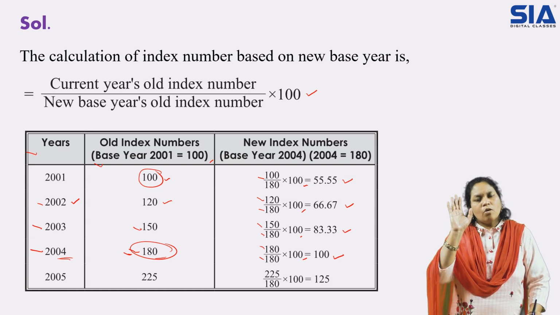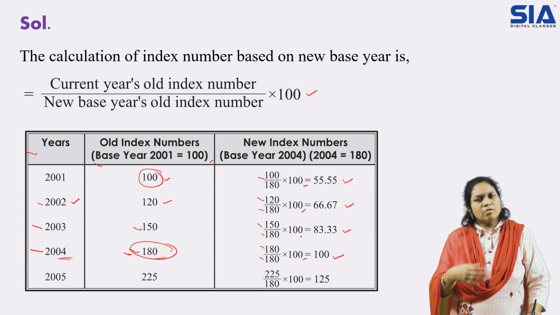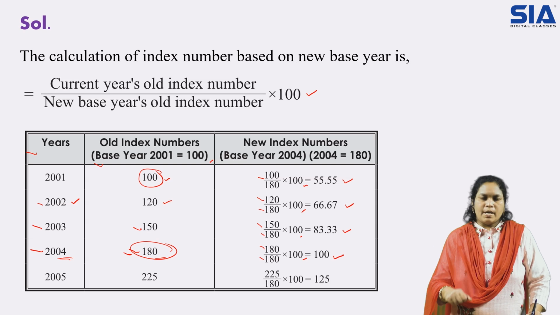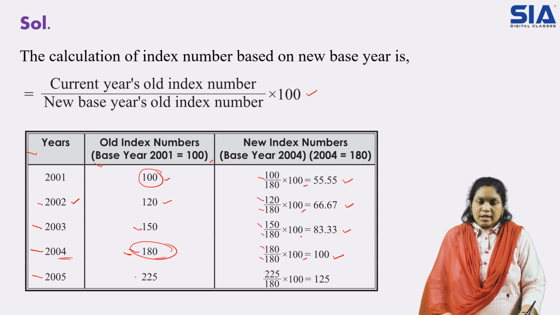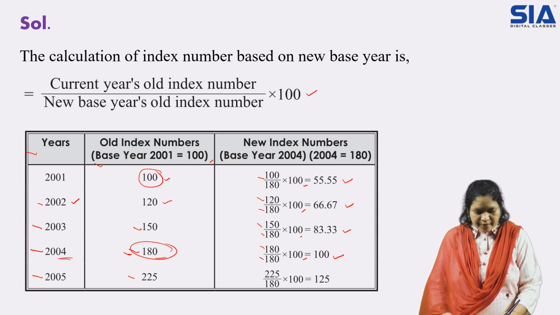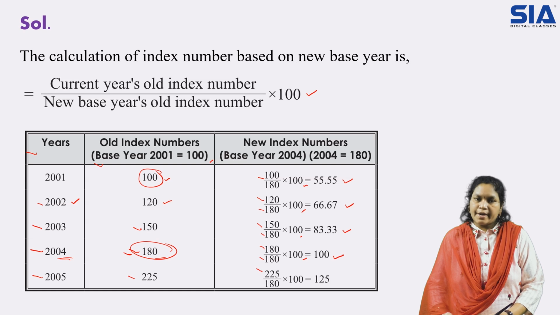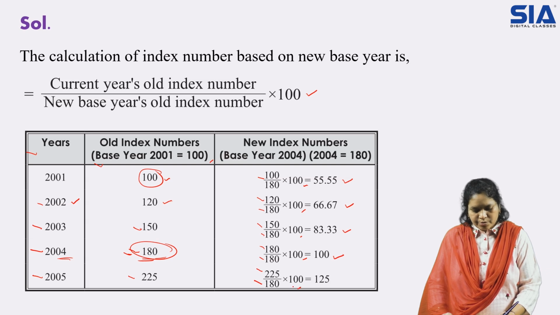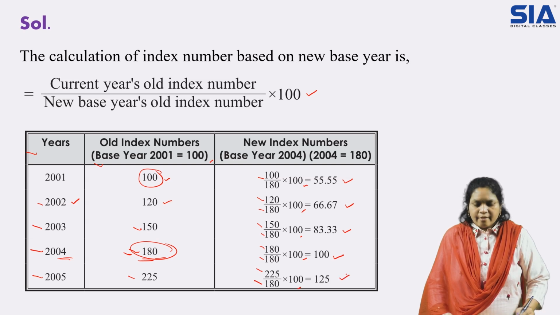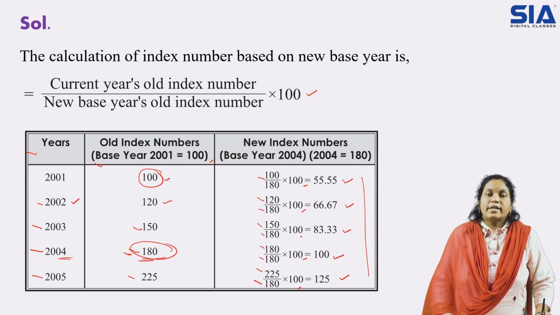In the sense, for all the years we have in the question, we need to shift the base. The only year left over is 2005, so let us complete that here. Its value is 225. So 225 divided by our new base, that is 180, times 100 as usual, and we get the answer as 125. So the last column we have obtained is your new index numbers.